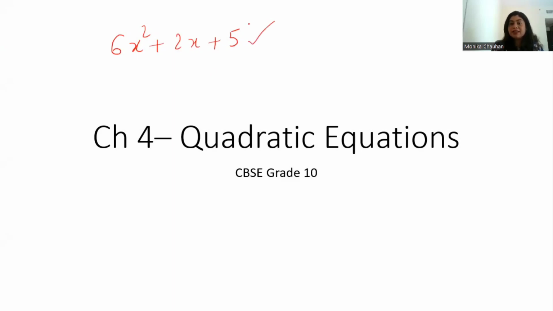Answer is yes. Why? Because the highest degree of the variable is 2, and this decides whether it is a quadratic polynomial or not. So, if the highest degree of the variable is 2, it is a quadratic polynomial. And it will become an equation when you put an equal to sign and you write something on the right hand side. So you have left side, you have right side, and there's an equal to sign. It becomes a quadratic equation. Okay, so it is just like that.